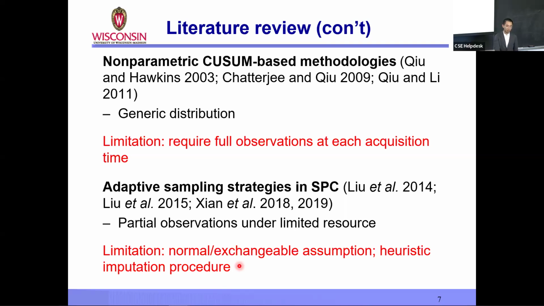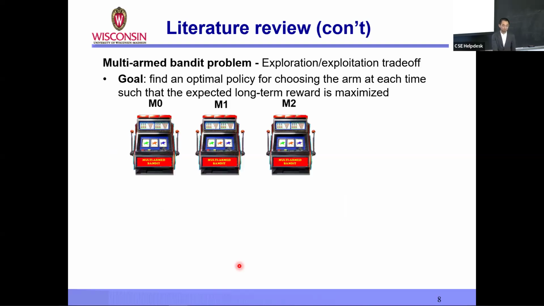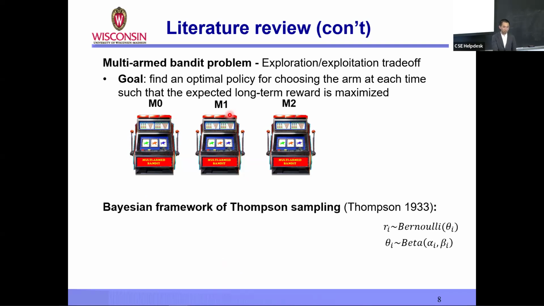Another interesting topic related to adaptive sampling is the multi-armed bandit problem. This problem is designed for balancing the trade-off between exploration and exploitation. Suppose that we have three slot machines, and we are trying to find an optimal policy for choosing the arm such that the long-term reward is maximized. To solve this problem, Thompson sampling is an elegant and widely used strategy. It is known for its simplicity and good practical performance.